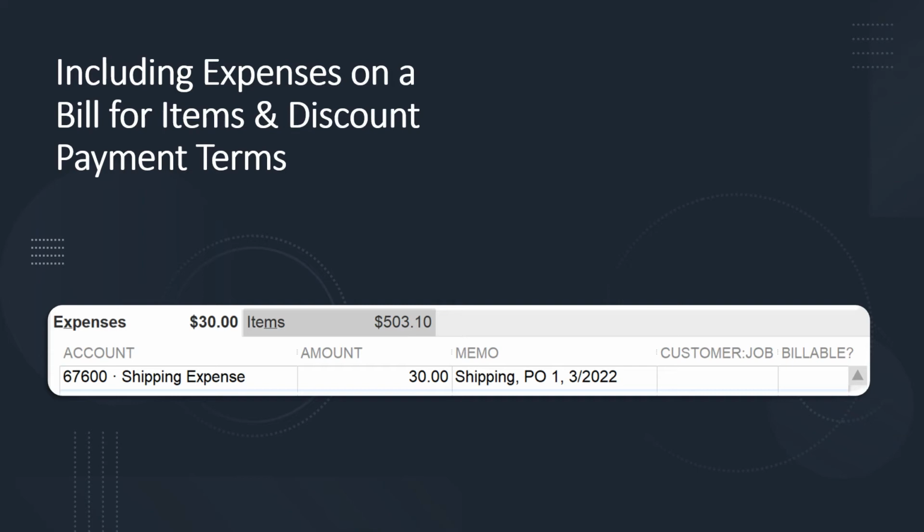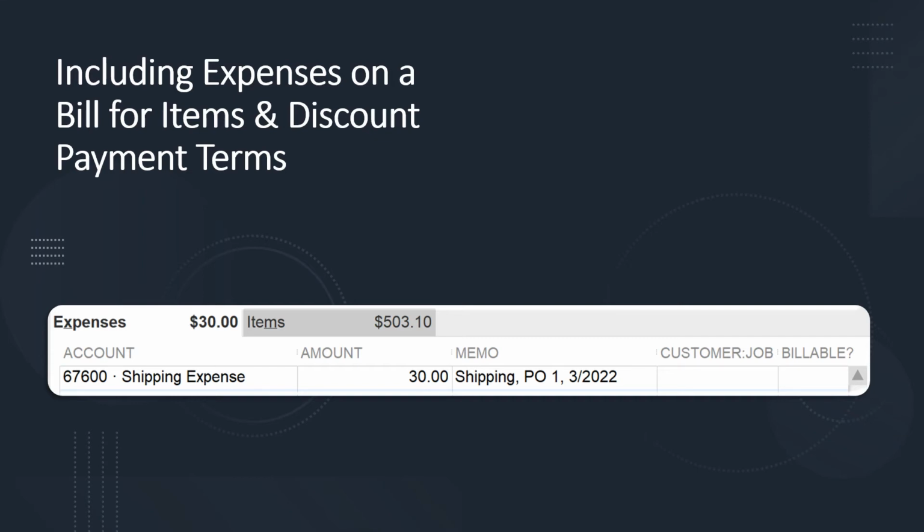Including expenses on a bill for items. You may incur additional shipping and handling charges when you order inventory items. These charges should not be entered on the Items tab, where the inventory is entered, but rather as an expense on the Expenses tab. Expenditures listed on the Expenses tab will show up on a profit and loss report as an expense, whereas those on the Items tab will show up on the balance sheet as an asset.